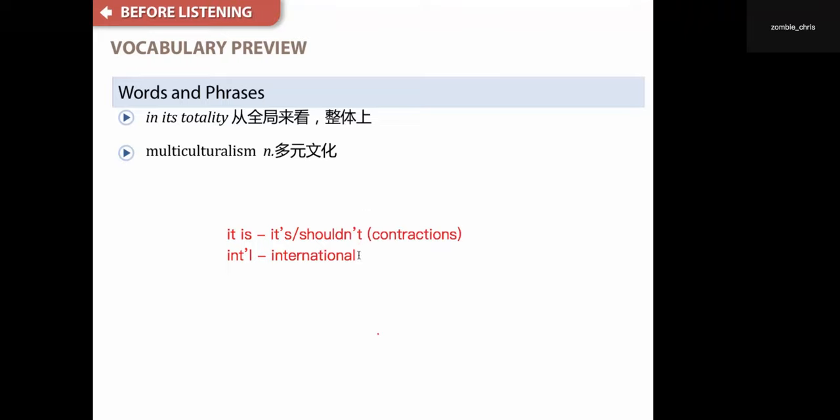So just be aware that there is a written convention here with the apostrophe. We need to make the difference between its, something belonging to it, the possessive. Its does not have an apostrophe, but it is does.